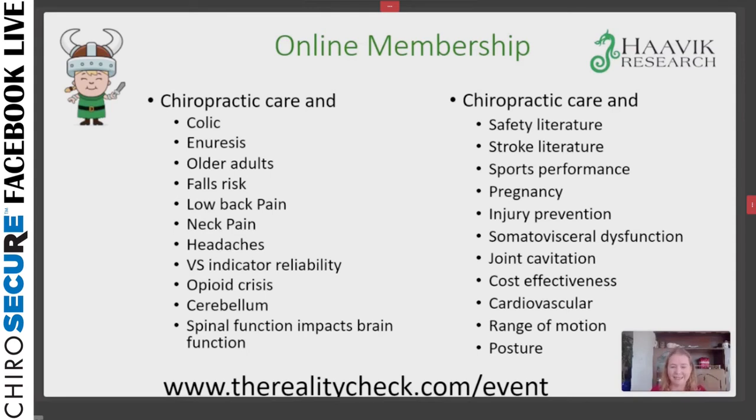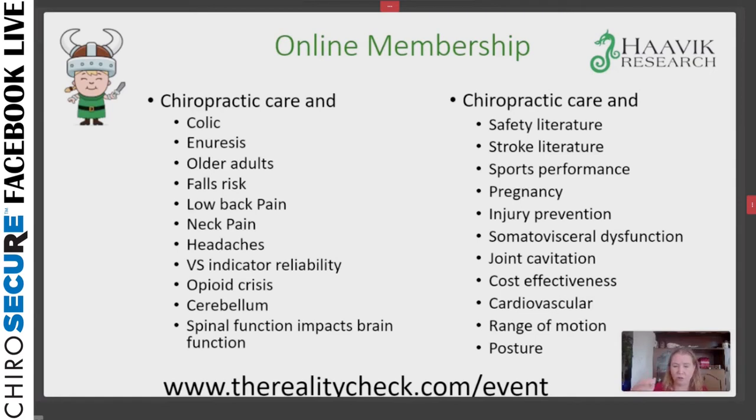I think there's 28 summaries on research articles or on research topics that we've done. Topics, for example: what is the evidence about chiropractic care in babies with colic or bedwetting, or older adults, or falls risk, or low back pain, or neck pain, or headaches, or how reliable are the subluxation indicators, or what about the opioid crisis, or how does chiropractic care change cerebellum function, or what is spinal function and how does spinal dysfunction impact brain function?